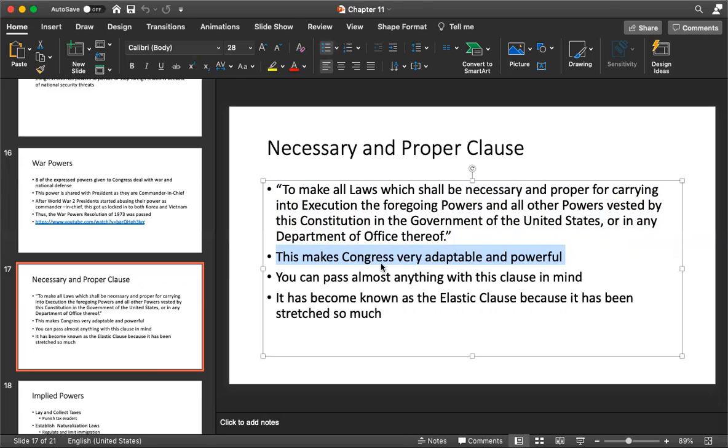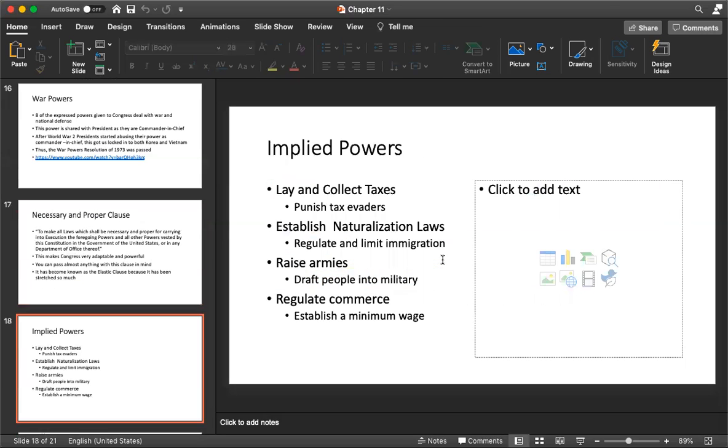They can do a lot of things, and it's become known as the elastic clause because we've used it so often to stretch the Constitution to things that a lot of people think it should not be able to do. You can pass a lot of things with this clause in mind. So that can cause problems, and it can also be a good thing. We need a federal government that is powerful enough to do things that are necessary. We need to have a minimum wage, because otherwise businesses would take advantage of workers.